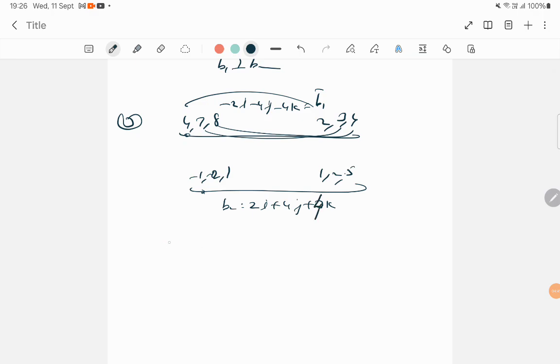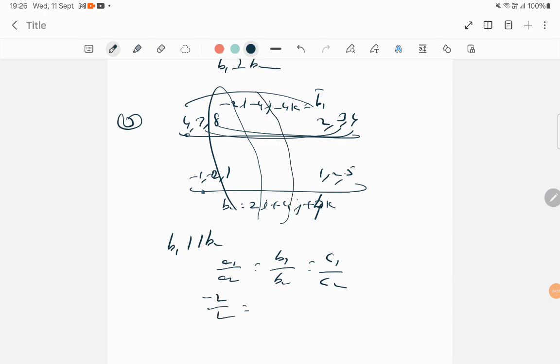What is the condition for b1 to be parallel to b2? It is a1 by a2 is equal to b1 by b2 is equal to c1 by c2. The direction ratios should be proportional. So minus 2 by 2 is equal to minus 4 by 4 is equal to minus 4 by 4 is equal to minus 1. Yes, therefore they are parallel. They are in the same ratio and therefore they are parallel.